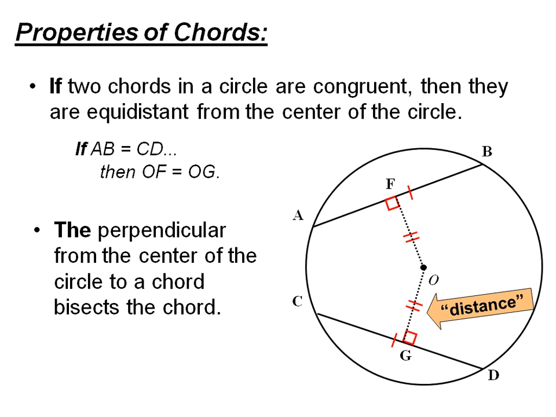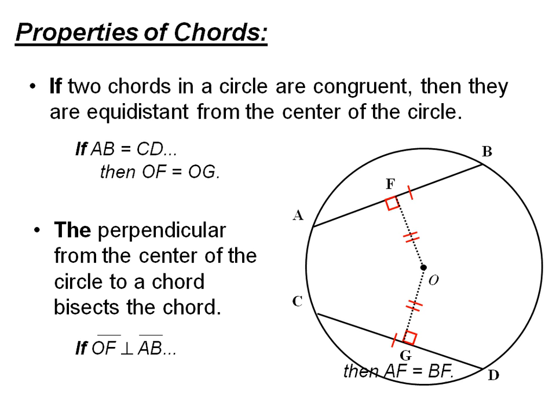Fourth property, the perpendicular from the center of the circle to a chord bisects the chord. In this particular case, these perpendiculars that we just drew not only are perpendiculars, but they are also segment bisectors. In this particular case, OF bisects AB, and likewise OG bisects CD.